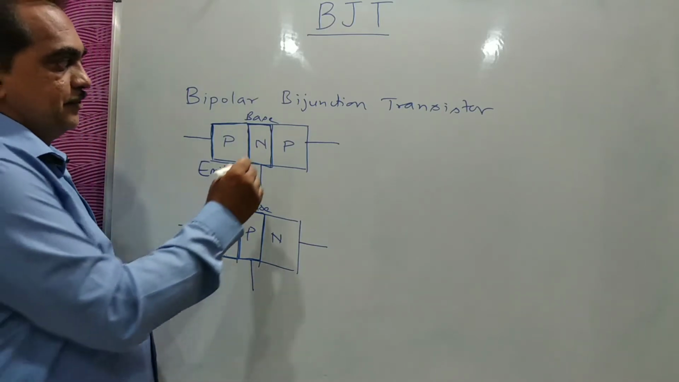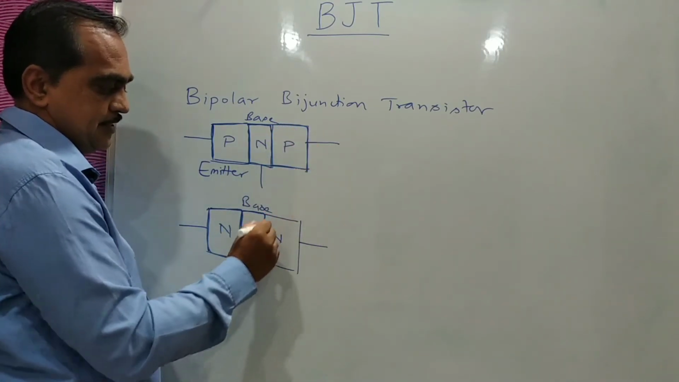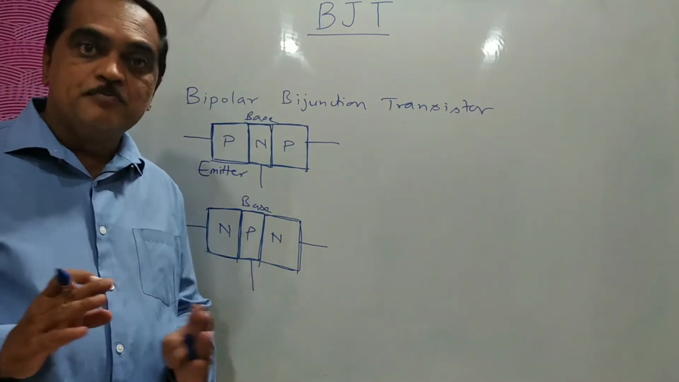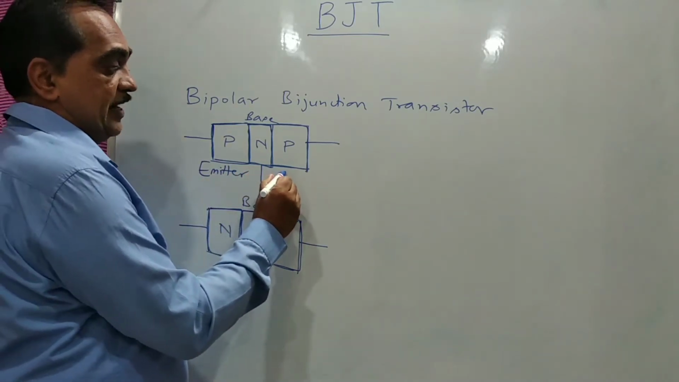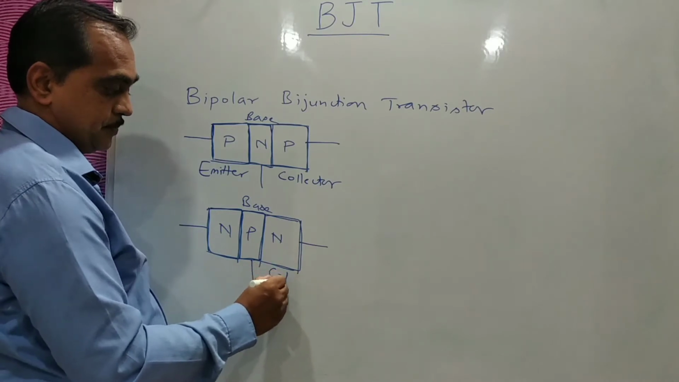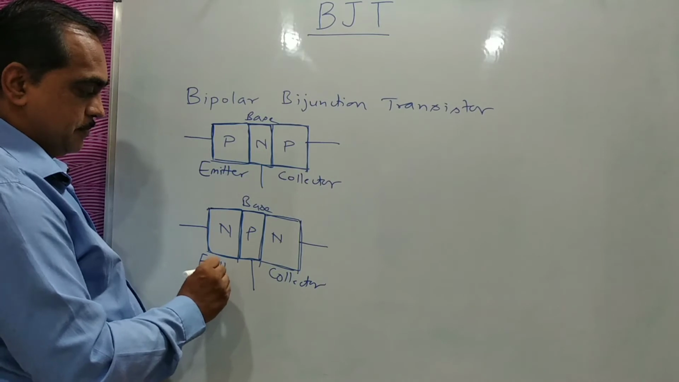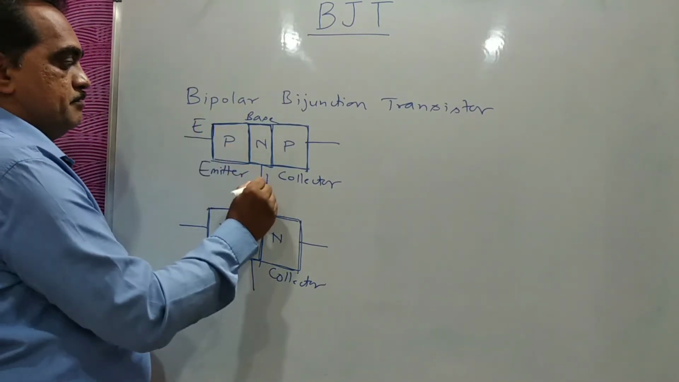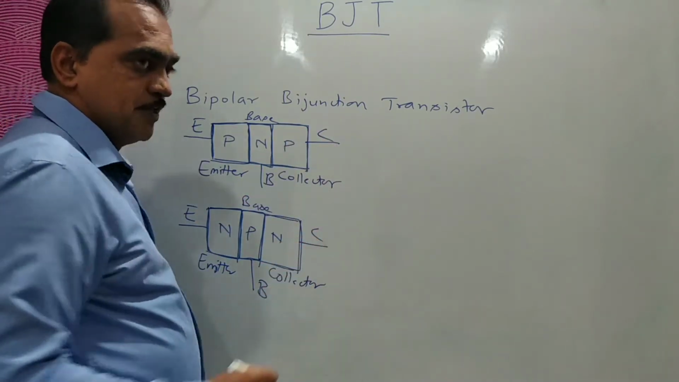Then the third layer, in this case P, in this case N, will be broader in size, but moderately doped, and that will be called the collector. So this is emitter, base and collector. So E, B, C. You can name them as EBC.